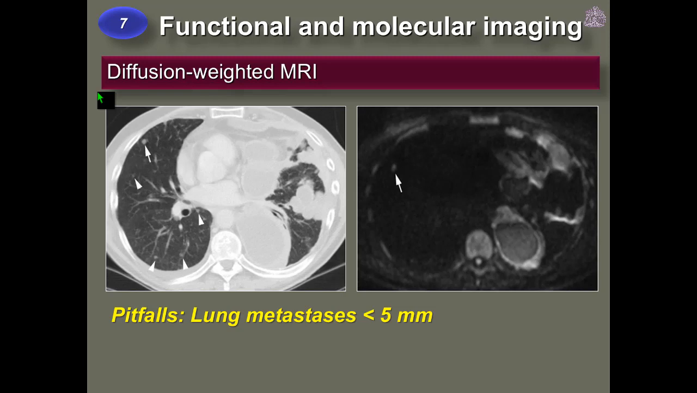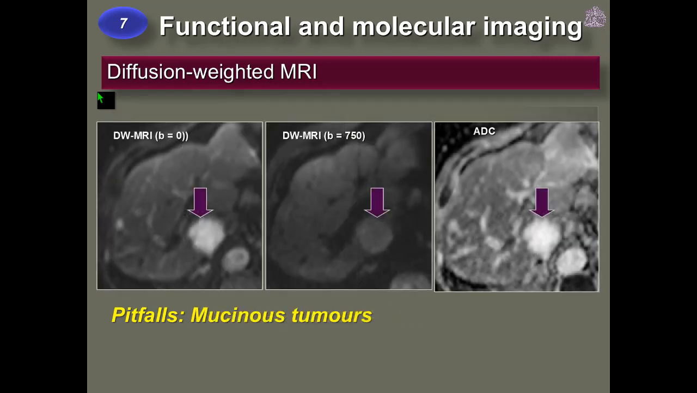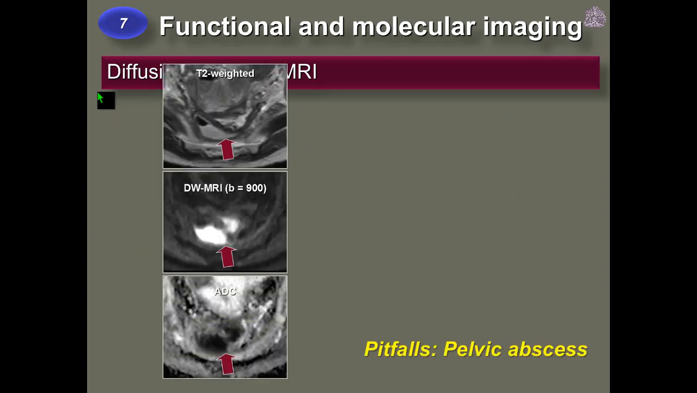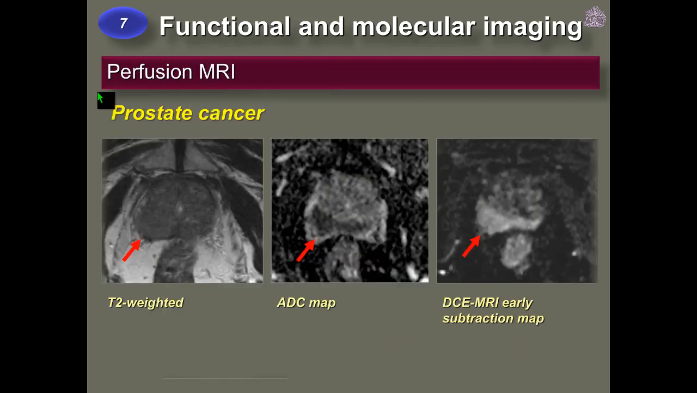But diffusion-weighted imaging is not without pitfalls. Again, small lesions may be easy to miss, particularly in the lungs. And also mucinous tumors may not actually show high signal on the high B-value image. And of course, not everything that's low ADC value is going to be tumor either. So the history, and in this case the T2 morphology with air in the cavity, tells you that this is likely to be a pelvic abscess with a very, very low ADC value.